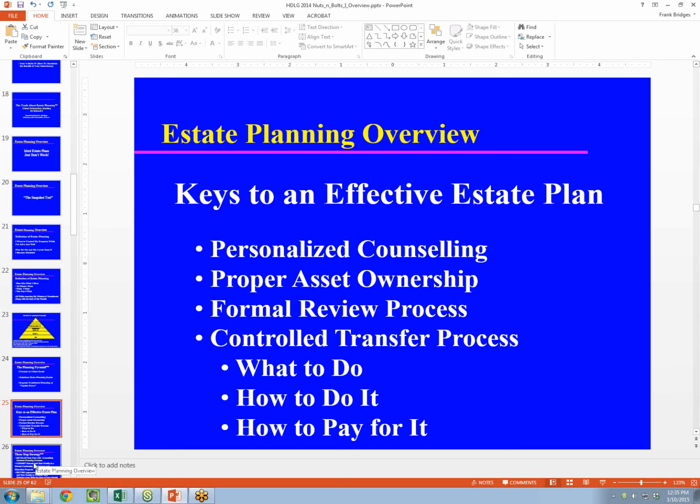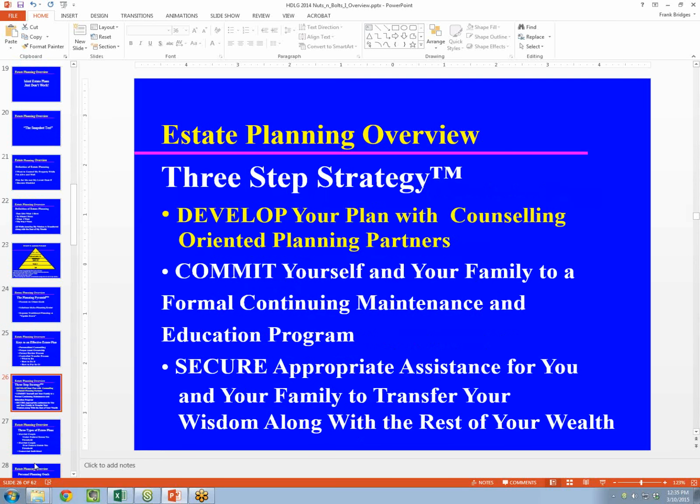So in order to establish all of those things and to meet those various different keys, we recommend that our clients adopt what we call the 3-step strategy. The first step is to develop your plan with counseling-oriented planning partners. As we talked a little bit earlier about the collaboration with other financial advisors, it's not just the lawyer, but developing your plan with the various different planning partners. And we see our clients as a planning partner as well.